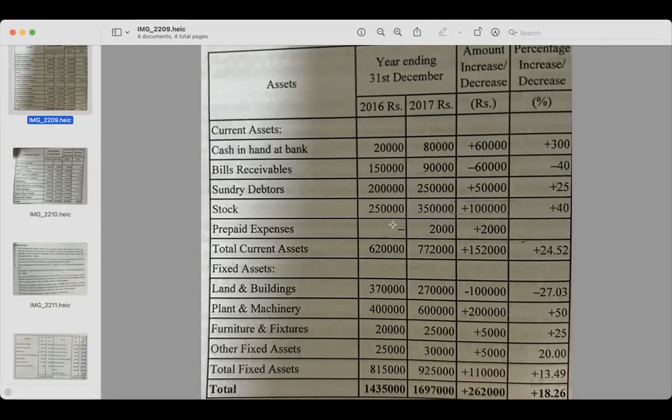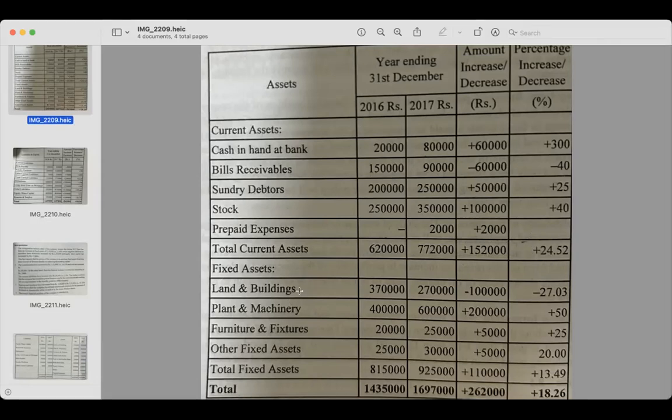But if you say zero, 2000 by zero, it's no value. There's no value. Therefore, it's blank. Then the total current assets is equal to 6,20,000 and 7,72,000, an increase of 1,52,000. And this increase divided by the original amount of current assets gives you 24.52. 24.52 is the percentage, positive.